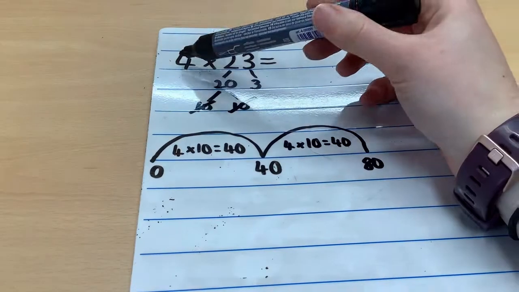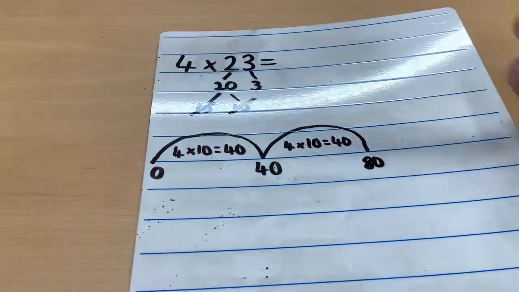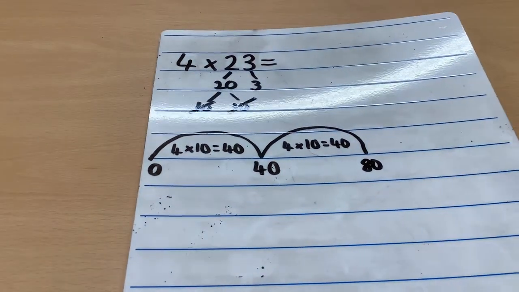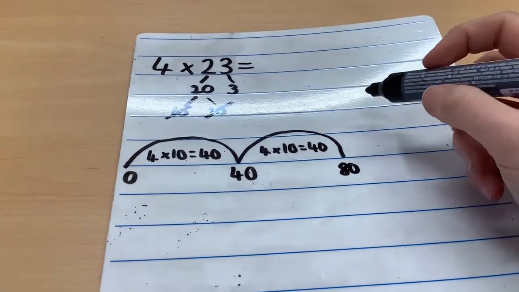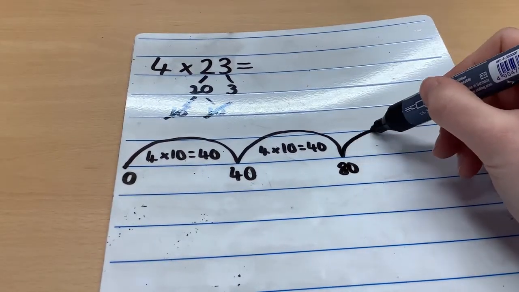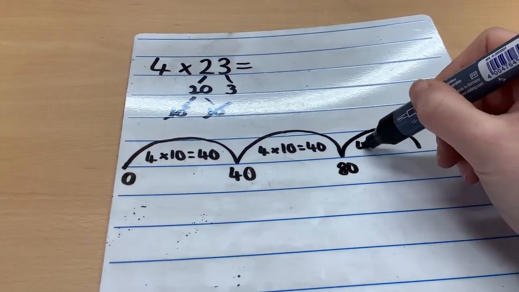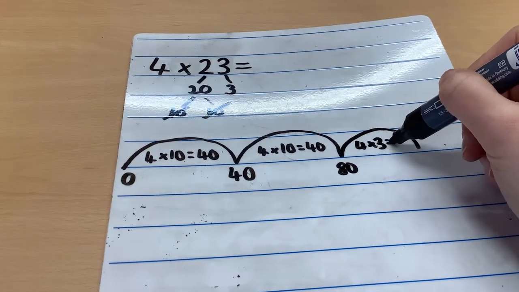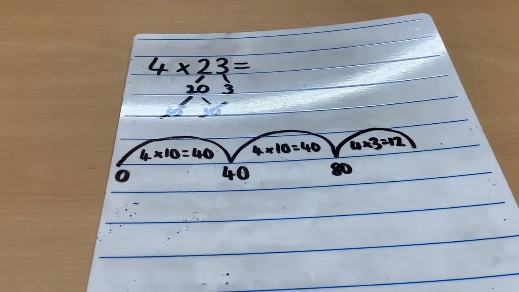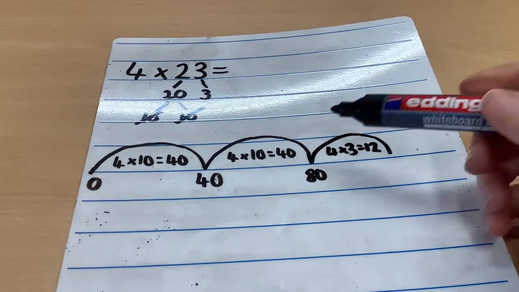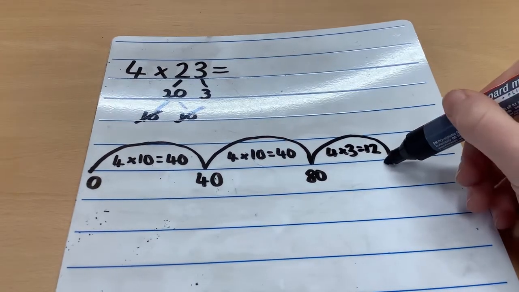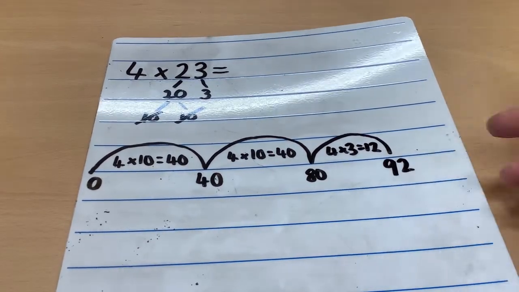And left, I've got 4 multiplied by 3. 4 3 times, 3 jumps of 4. I'm just going to do this as one jump of 4 multiplied by 3 equals 12 to save me room on my number line. And 80 add 12 equals 92.